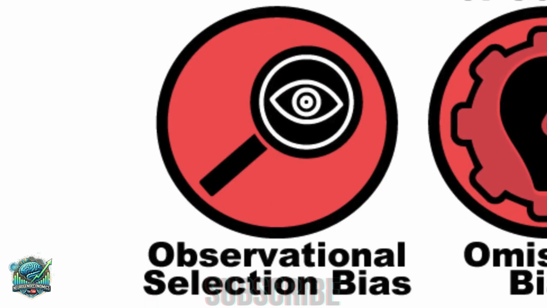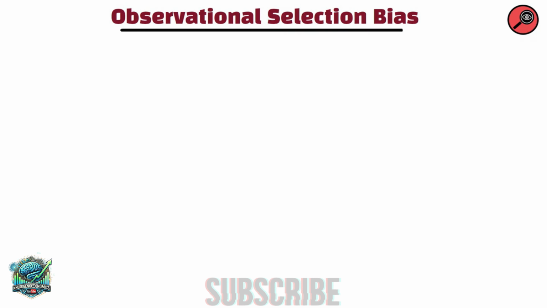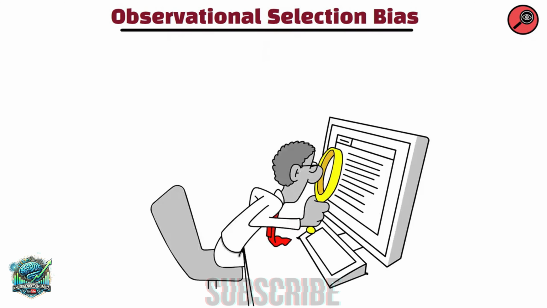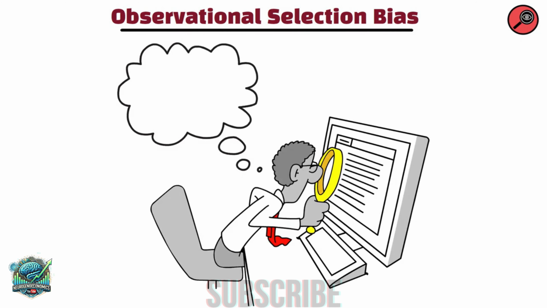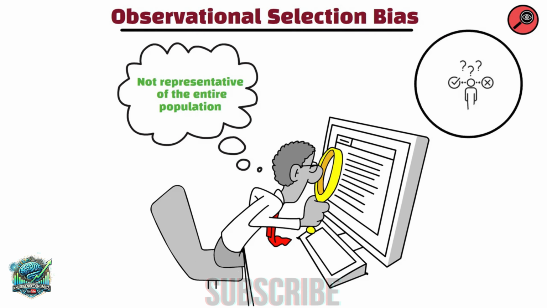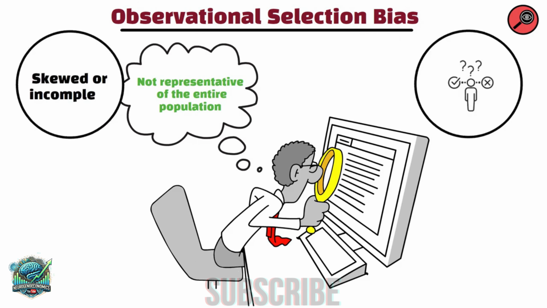Observational selection bias. Observational selection bias occurs when the sample of observations or data being studied is not representative of the entire population or phenomenon of interest. This bias can lead to inaccurate conclusions or generalizations because the observed data is skewed or incomplete.